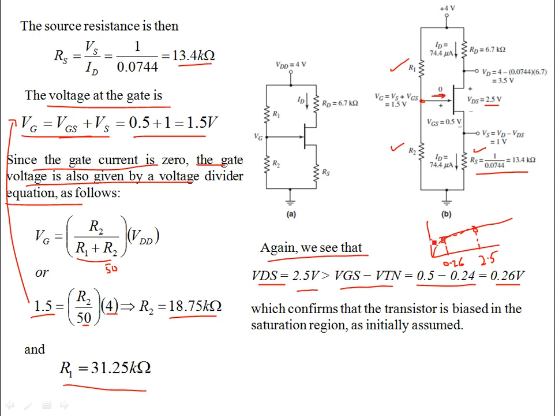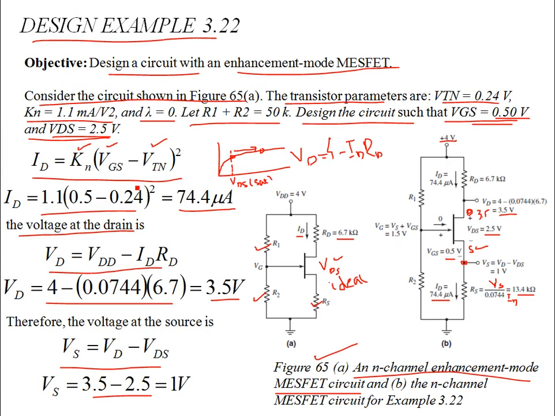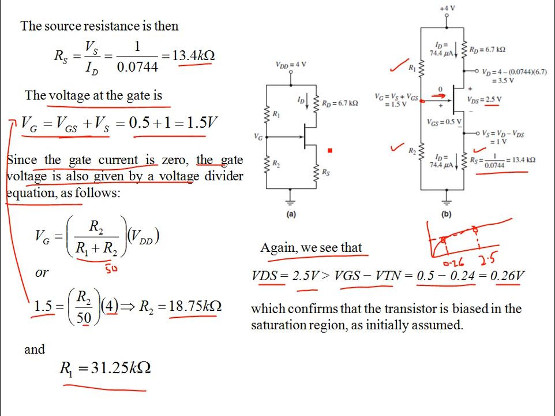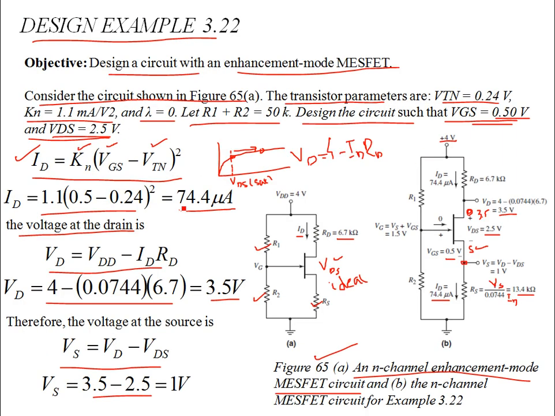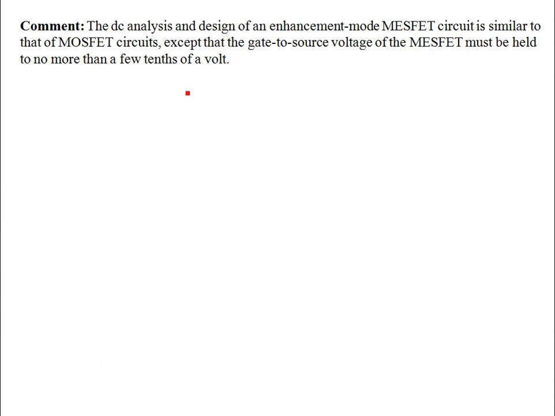So indeed, the current equation that we used before was for saturation, and your transistor is biased in the saturation region. So the analysis is correct, which confirms that the transistor is biased in the saturation region. Therefore, the resistances that we found are correct, and these give the saturation current of 74.4 microamps flowing from the drain to source. The comment is that DC analysis and the design of an enhancement mode MESFET circuit is similar to the MOSFET circuits, except that the gate to source voltage of a MESFET must be held to no more than a few tenths of a volt.